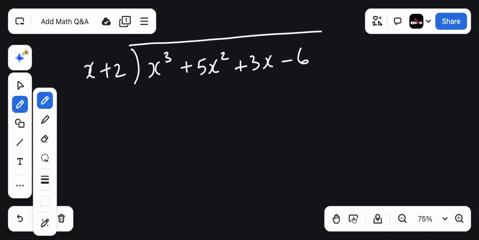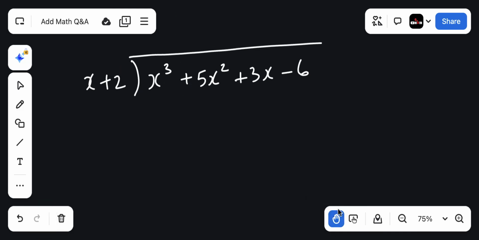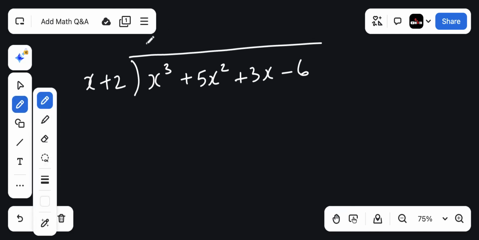All right, so we're starting the process by dividing by the leading term. In this case, it's x. We're going to say x divides x cubed to give us x squared. Let me shift this down a little bit. So we should have x squared here, right?